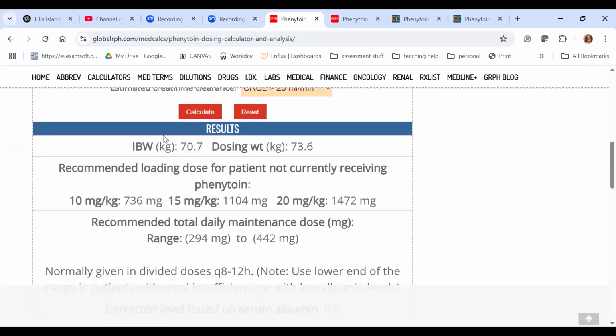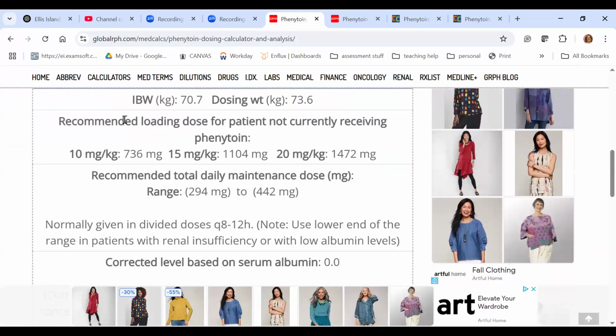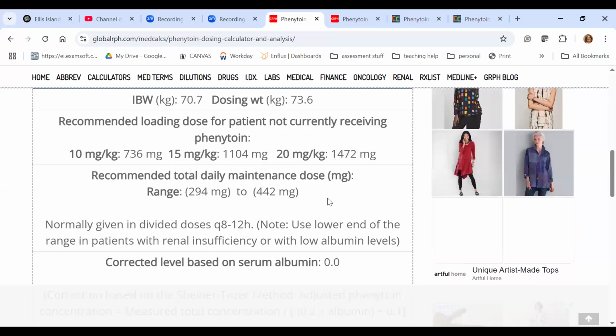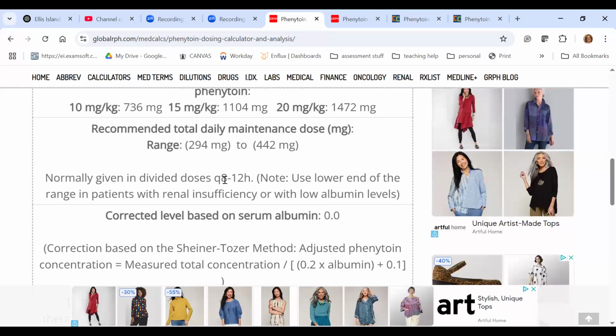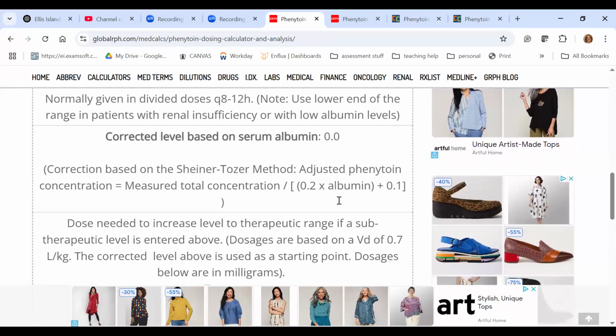And results. Okay, it tells you the ideal body weight, the dosing weight, and recommended loading dose for a patient not currently receiving phenytoin. If you wanted to shoot for 10 milligrams per kilogram, it's going to be 736. So you can pick any of these levels. I think we came up with between 700 and 750, didn't we? So I think we were shooting for a 700 range. And the maintenance dose, we came up with 400, and it looks like we were right on the button with that. So using this range, I would probably pick 400 a day, normally given in doses Q8 to Q12. Obviously, if he had renal insufficiency or hypoalbuminemia, we would think differently about this.